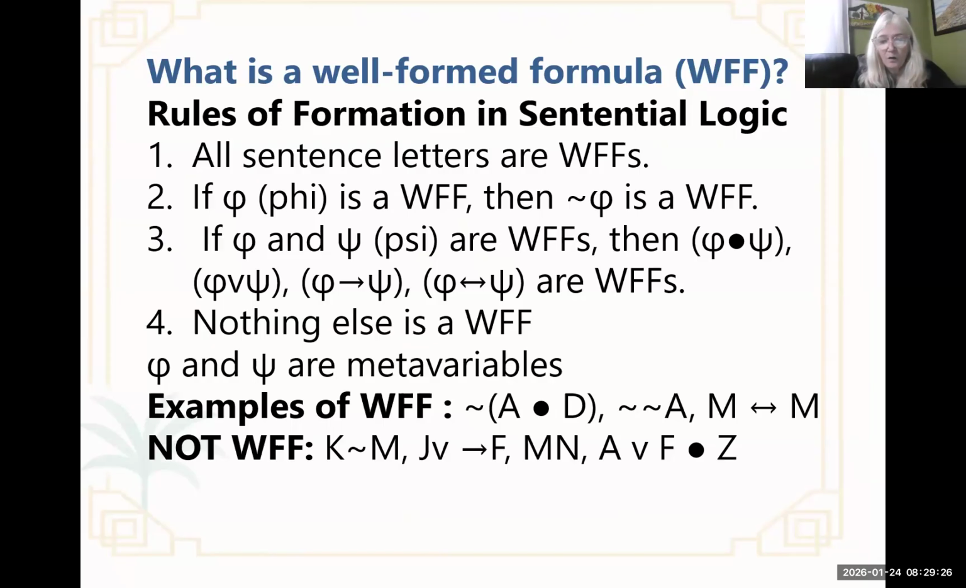J, or, if then F. In this case, you can't have competing connectives. M, N beside each other. These lack a connective and therefore don't make sense. Or A, or F, and Z with no parentheses. In this case, we don't know if A or F is together or F and Z is together. That would indicate whether the or the and is the main operator. And there would be very different meanings in the sentences without clarity.